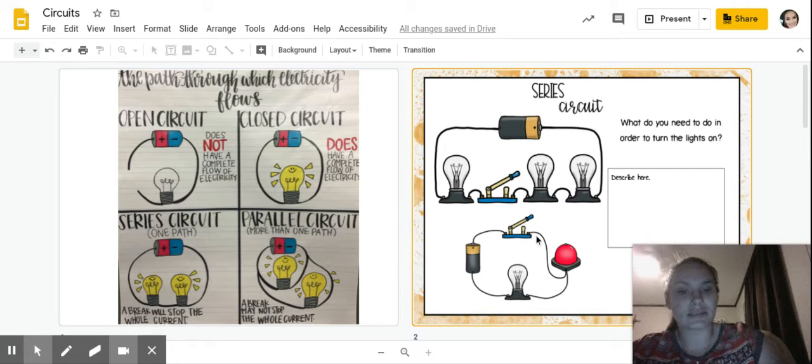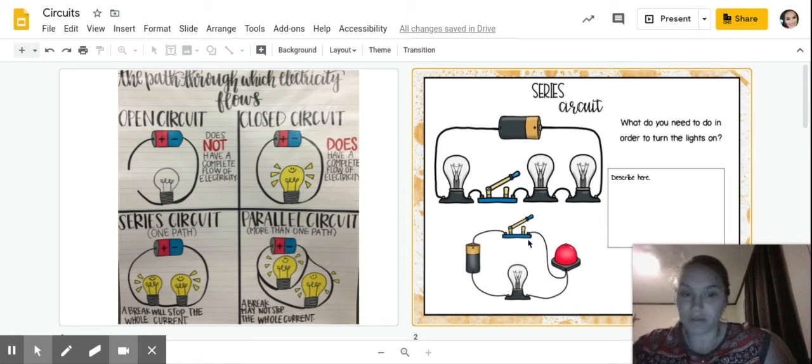Same with this one, it just looks a little differently. We have two things on our circuit that we're going to power with a switch. Again, we'd have to put this switch down to turn it on, but this would be a series because there's only one flow of electricity. One way in, one way out.